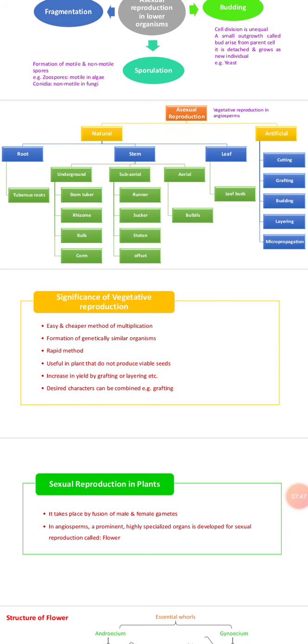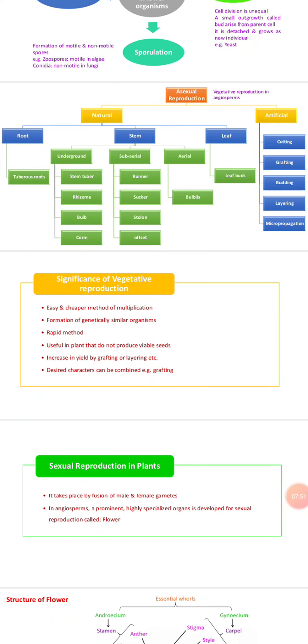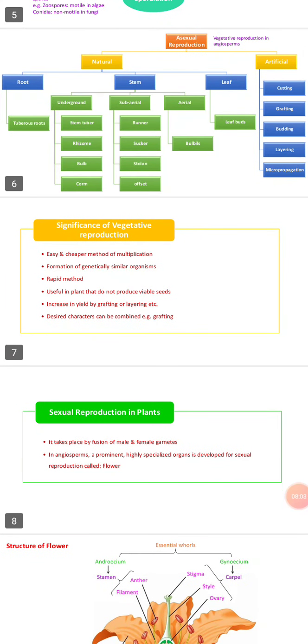The second is the stem. There are three different types of stems. One is underground. Second, subaerial. Subaerial means what? Half part of the stem is present above the soil, and half part of the stem is present below the soil. And the third type of stem is aerial.